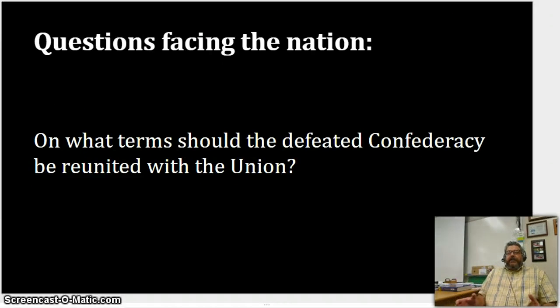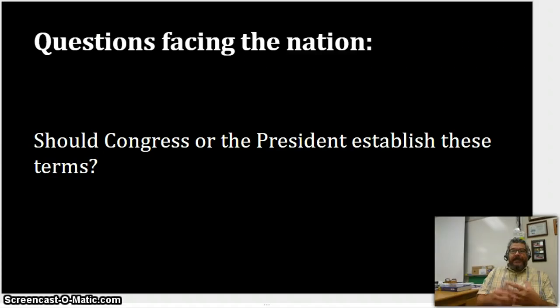So what's facing the nation following the Civil War? We've got a number of questions that the nation's leaders, particularly those leaders in Washington, are going to have to address. And they're not easy questions to deal with. First, on what terms should the defeated Confederate states be brought back into the Union? Second, who's going to decide on those terms? Should it be Congress that leads the process of Reconstruction, or should it be the President? That's going to be a real power struggle. It's going to come down to really a constitutional issue and the division of powers.